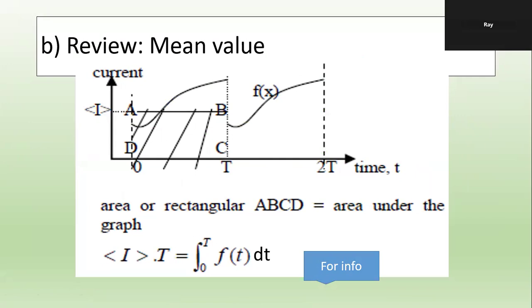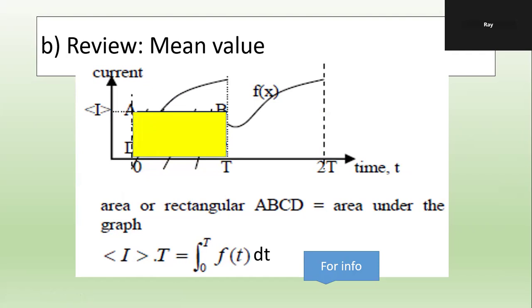Okay, you need to know the mean value, how to find the mean value. This is your graph, or your curve, of how the current changes with time. If it repeats itself, we just look at one period. So we take the area of this rectangle, which is the mean current, equal to the area under the graph. This is for math students, but we don't need to use math. We just need to use area of rectangle ABC equals area under the graph. This formula is for info only.